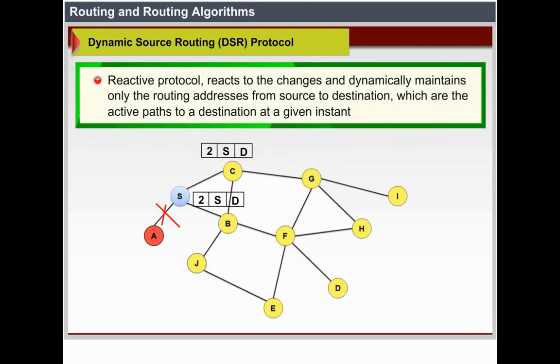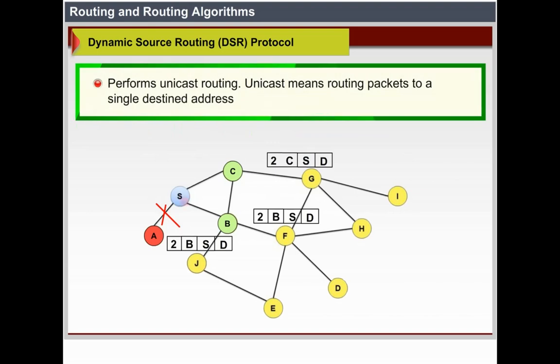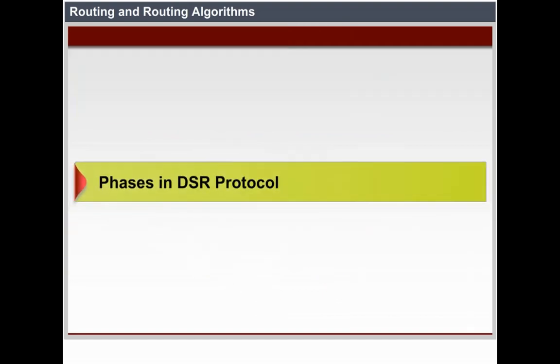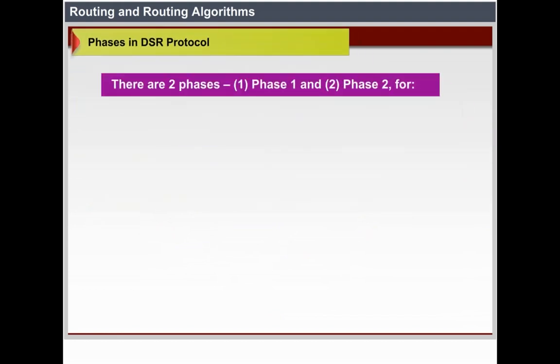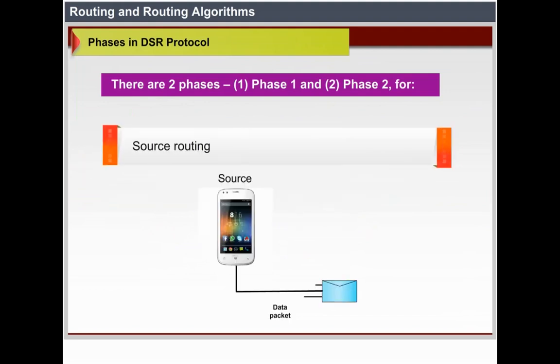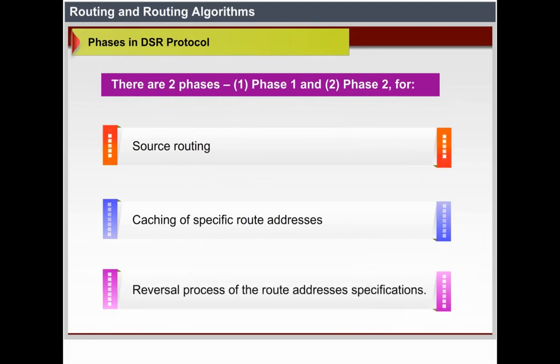Reactive protocol reacts to the changes and dynamically maintains only the routing addresses from source to destination, which are the active paths to a destination at a given instant. Performs unicast routing. Unicast means routing packets to a single destined address. Phase in DSR protocol. There are two phases, phase 1 and phase 2, for source routing, caching of specific route addresses, reversal process of route address specifications.